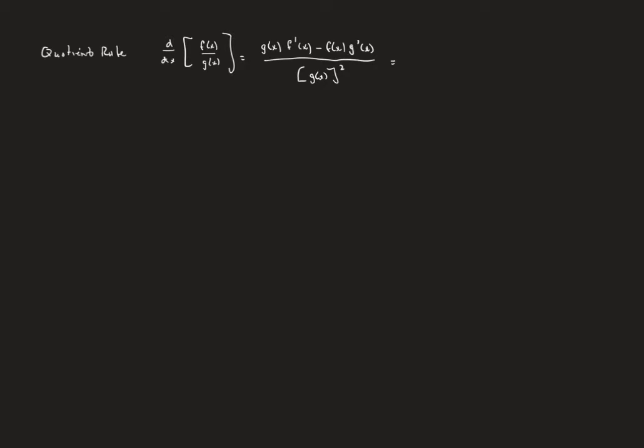Now you have to start with the denominator. That's important. It's the denominator times the derivative of the numerator minus the numerator times the derivative of the denominator, all over the denominator squared. Sometimes you can write this symbolically as the denominator times the derivative of the numerator minus the numerator times the derivative of the denominator, all over the denominator squared. That takes a little practice. Let's do a few examples.